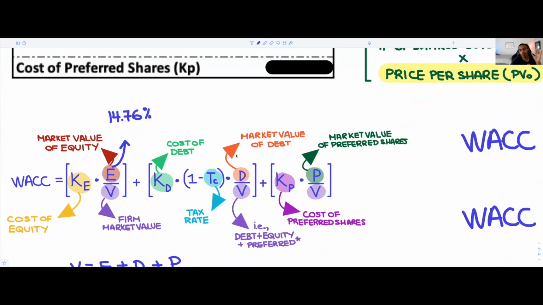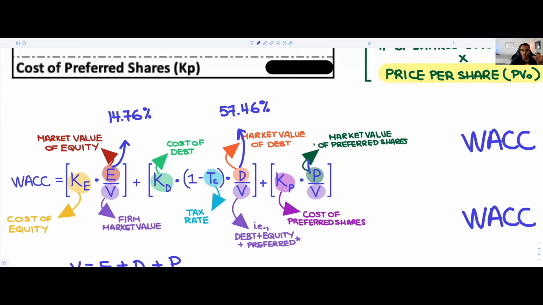Now let's look at the market value of debt. For the market value of debt, you're going to have 237,830,825 divided by 413,923,540. And that's going to give you 57.46%.